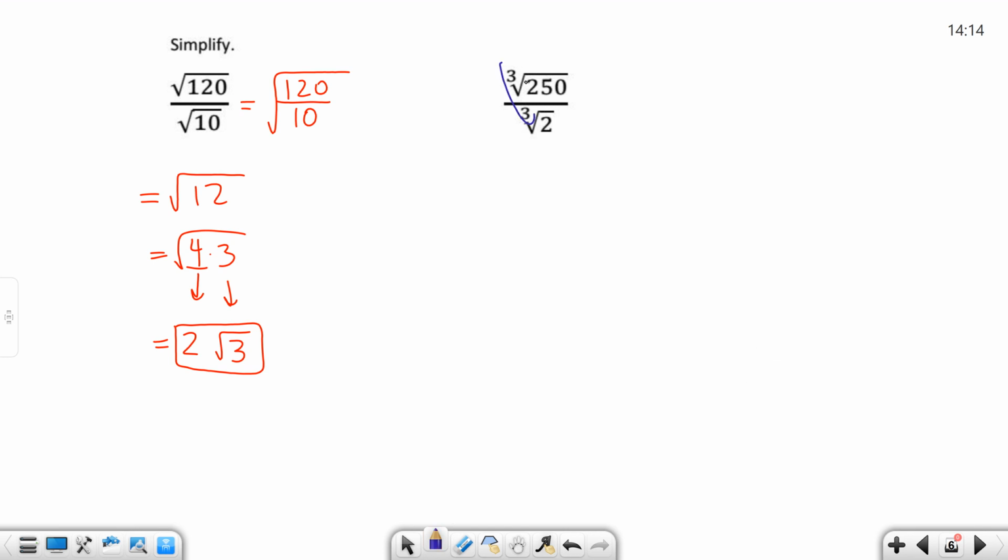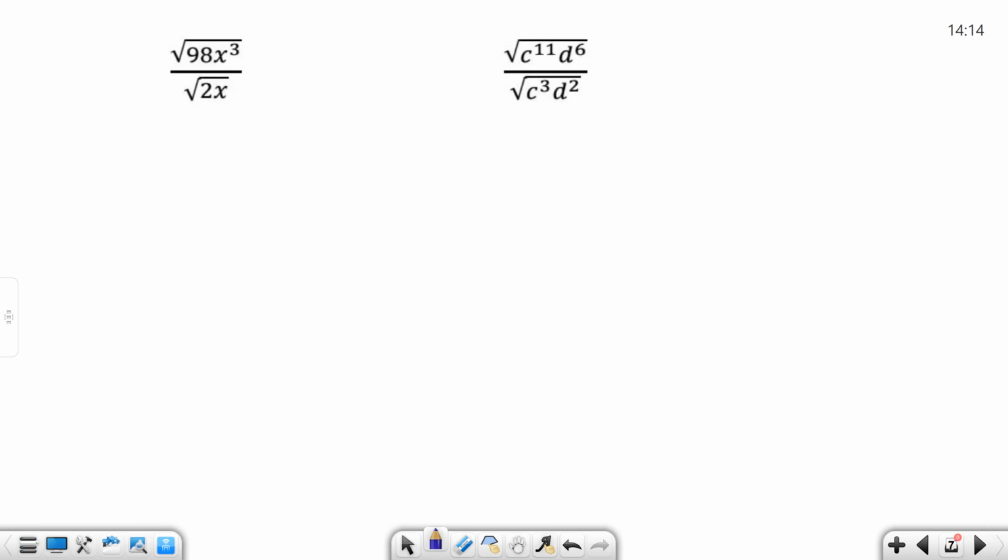All right, so the next one, they're both under a root with a third, right? Cube root, same index. So I'm going to make one big cube root and do 250 over 2. That's the cube root of 250 divided by 2, which is 125. And we remember 5 times 5 is 25 times 5 is 125. So then the cube root of 125 is simply 5. This can be extended out to variables as well.